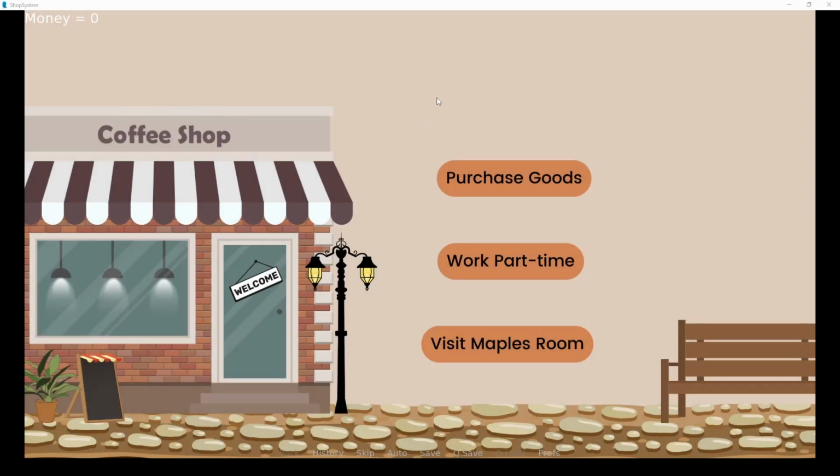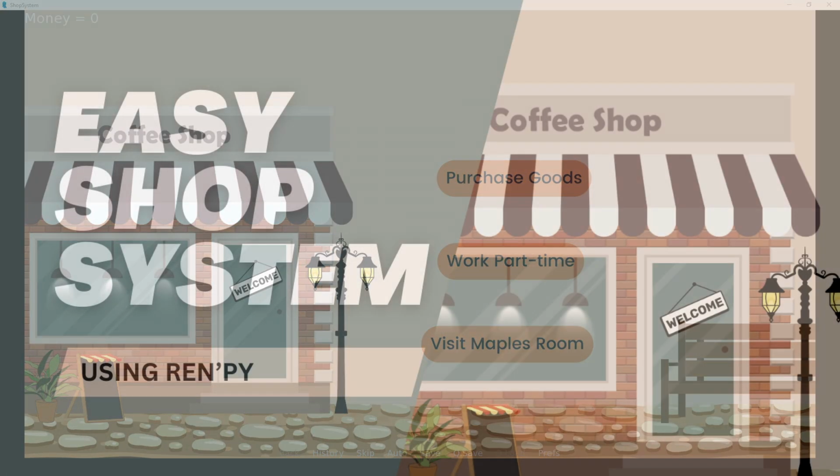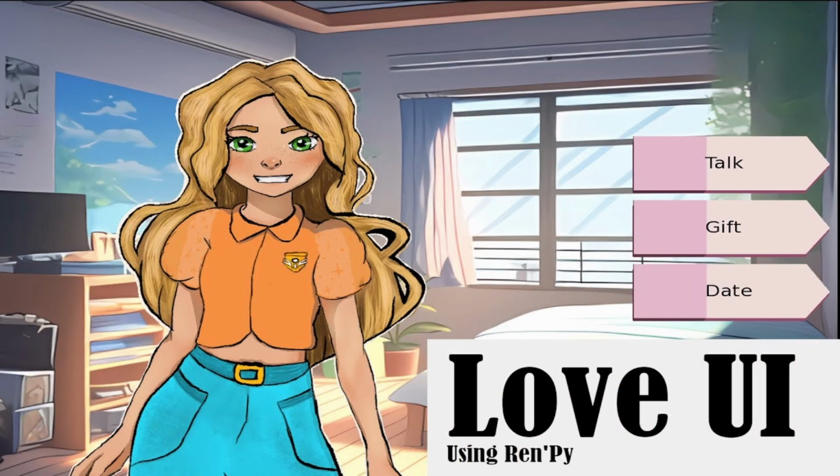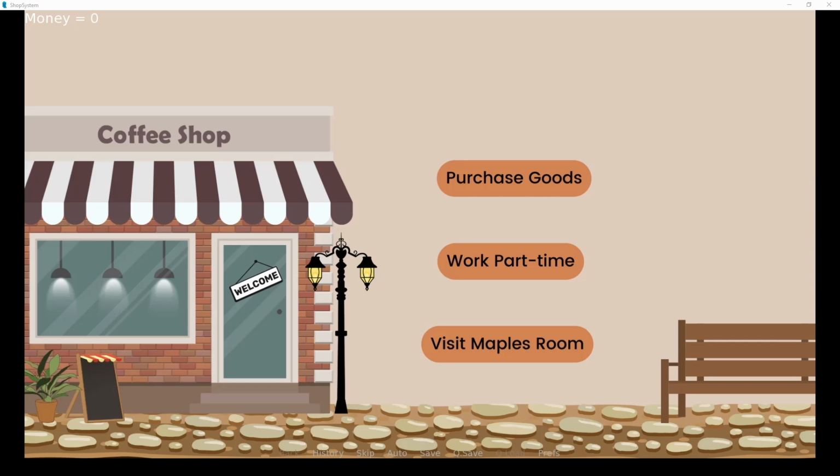Today we are going to merge two tutorials that I've done before. We're going to merge the shop system as well as the Love UI system. This is what it's going to look like in the end. We're going to be able to visit Maple's room.